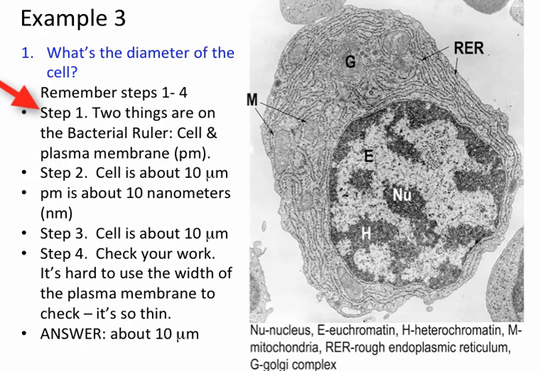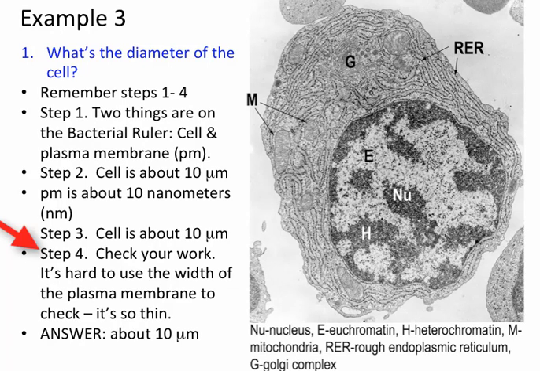Step 1, there are 2 things in here that are on the bacterial ruler, a cell and a lipid membrane. Step 2, the cell is about 10 microns. The plasma membrane is about 10 nanometers. Step 3, we already have an answer. The cell is about 10 microns. Step 4, check your work.